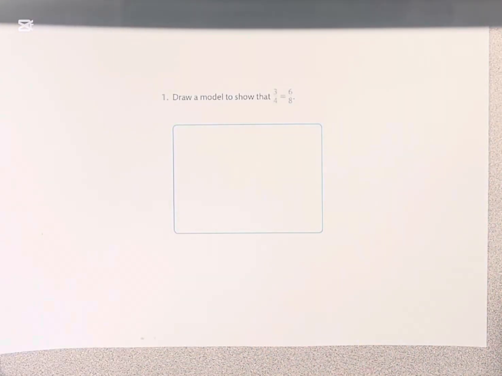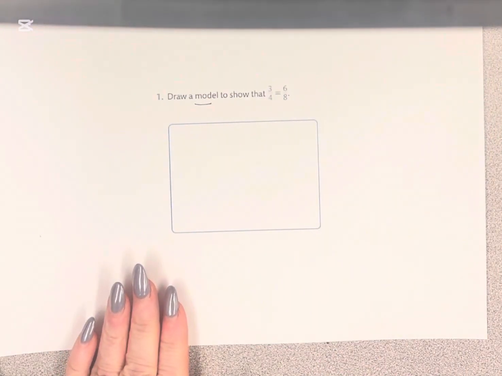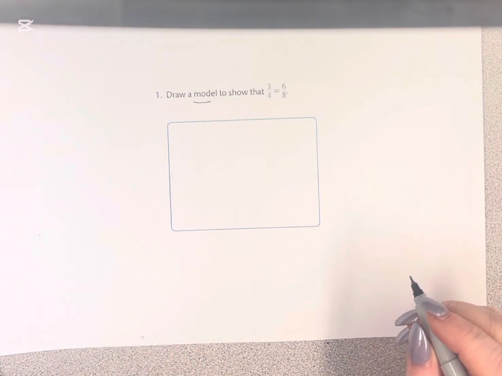Everyone, today we're going to go over topic 8 in the Math Museum, and it's all about equivalent fractions and ordering fractions. So we're going to go over some strategies on how to do both. Our first question is, draw a model to show 3/4 equals 6/8. You have a couple of options.